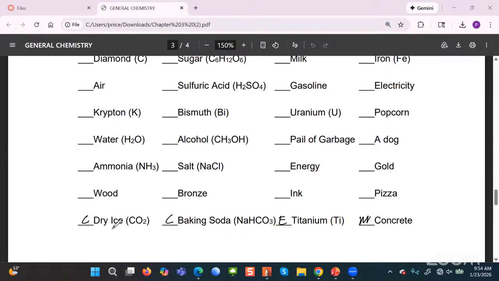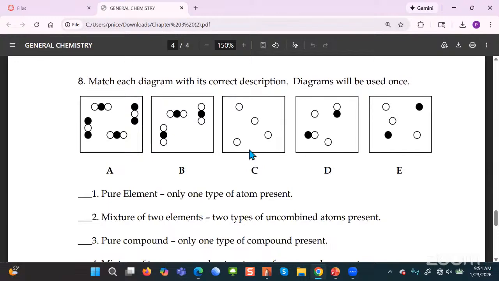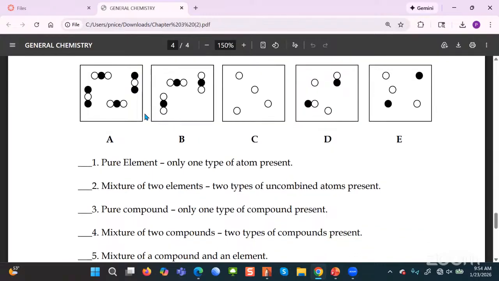All right, so here it is. Okay, so this question gives you some model representations of different molecules and atoms in different situations, different types of mixtures. And it says match each diagram with its correct description. So they gave you the descriptions down here, and you are to match each of them with each of these as you observe it, all right? So number one is pure element, which means that there's only one type of atom present. So that would be C, I would agree with you there.